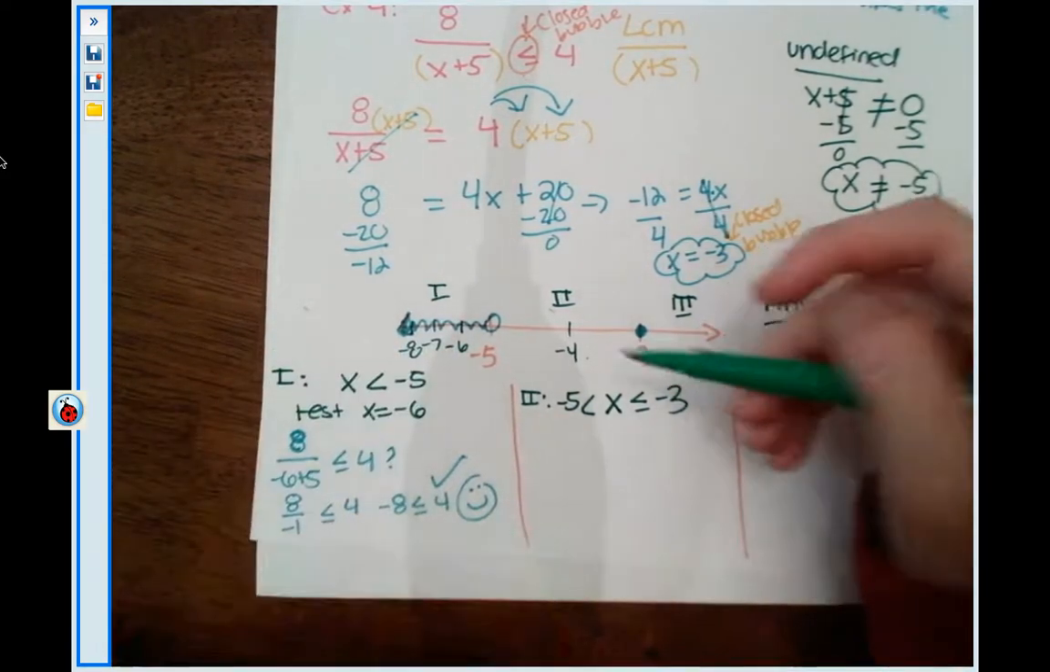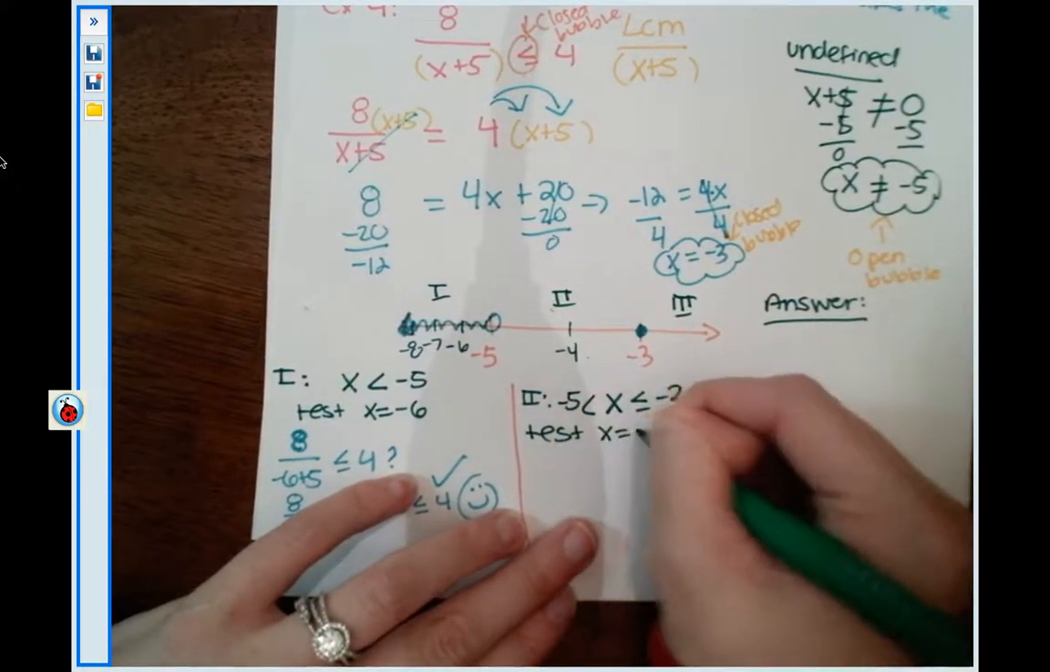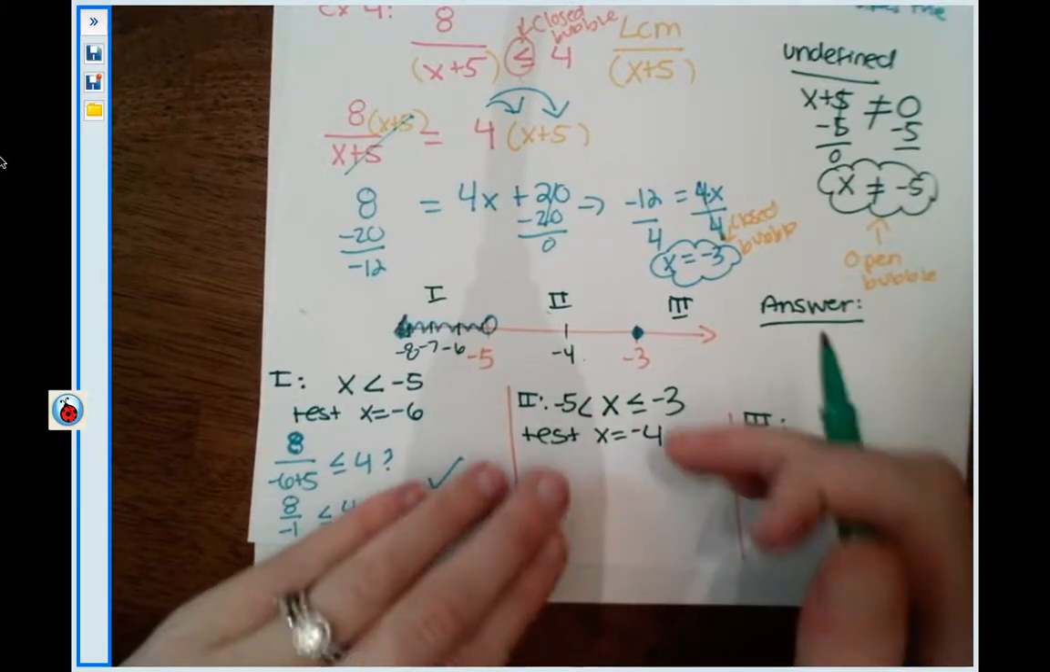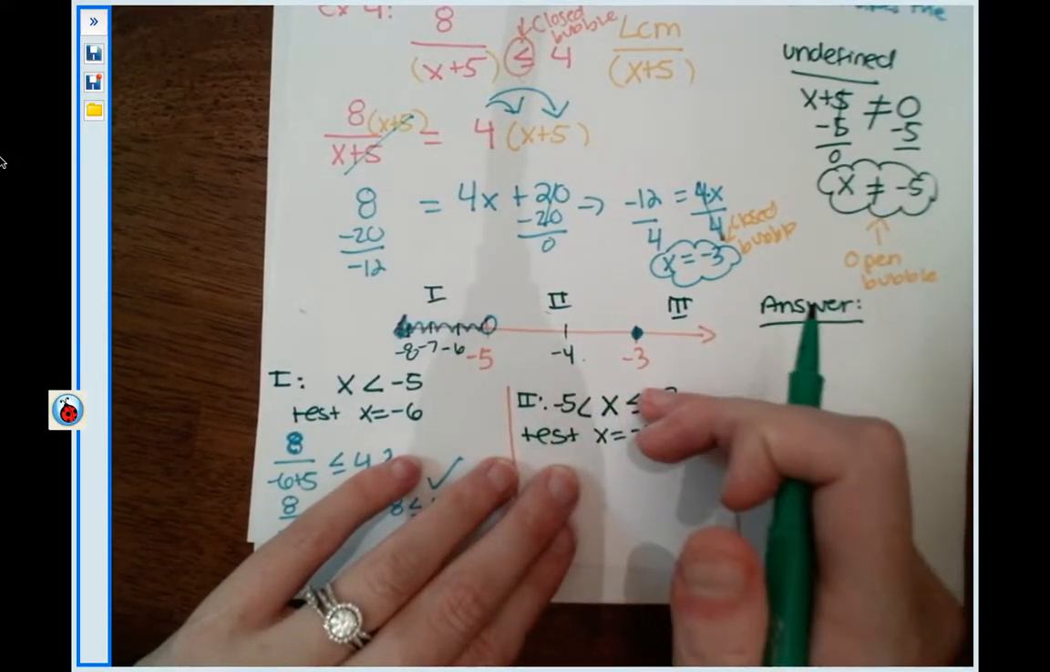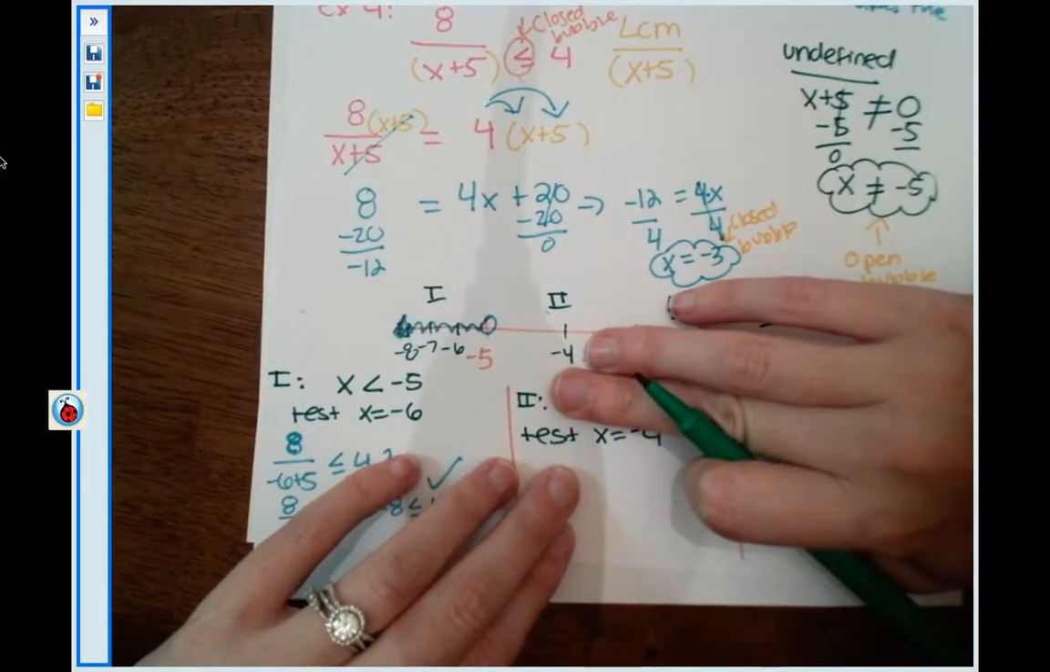I think -4 is a good option. What do you guys think? I think so. So we're going to test x equals -4. And again, we're testing this value from this interval. That's all we use this for. So as of this point, I do not care about this interval anymore.